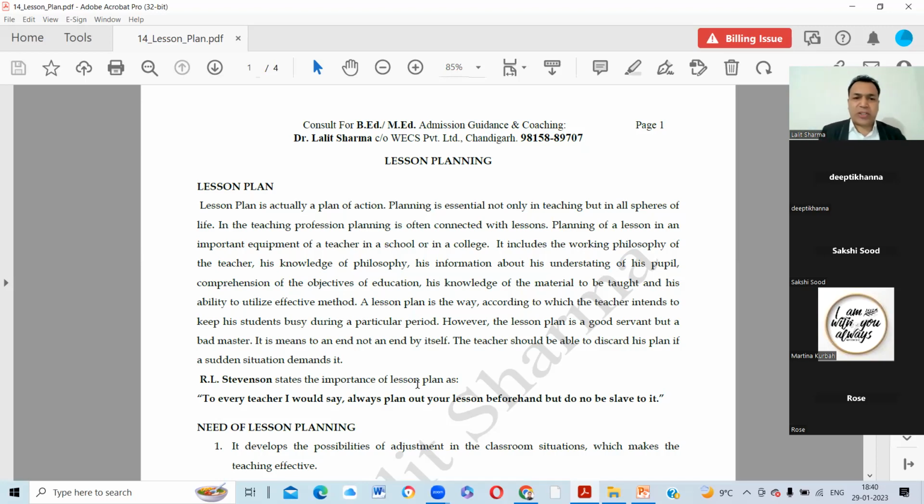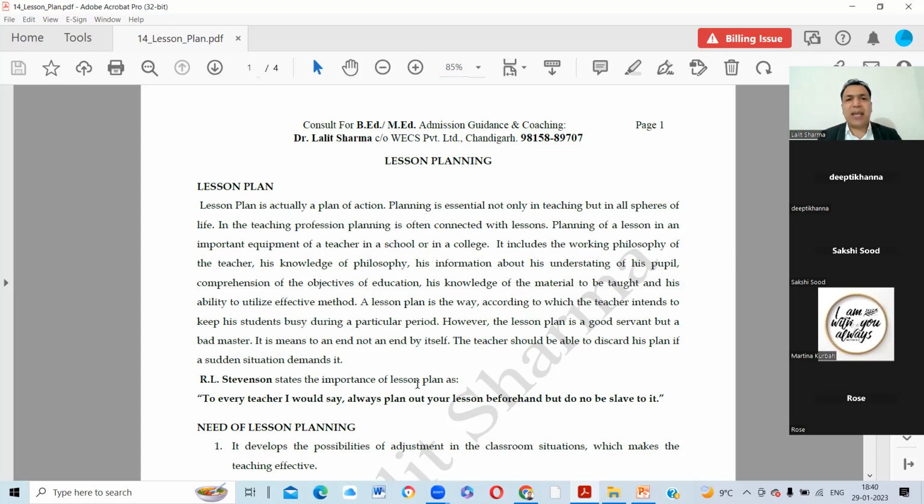Lesson plan is a plan of action. Planning is essential in every field, okay? Not only in teaching, but in all spheres of life. Wherever you have to go, you plan first, okay? How you will move over there, by road, by car, by bus, by train. You do the planning. Guys, similarly, if your profession is teaching, then planning is directly connected with learning, right? Lesson planning is related with the lesson.